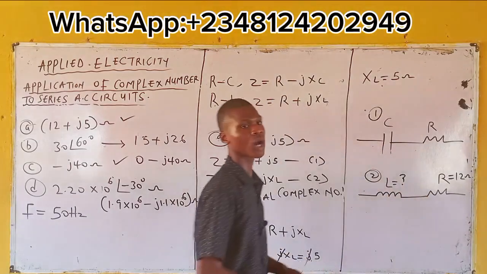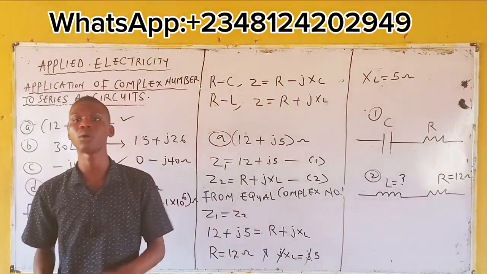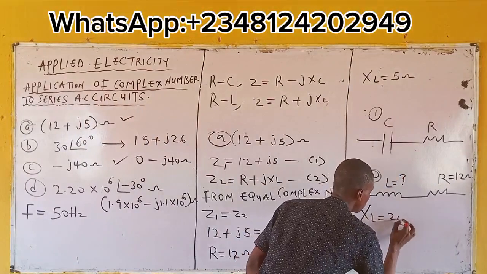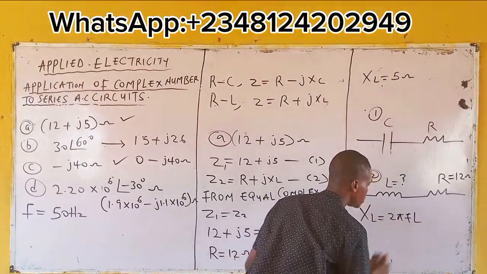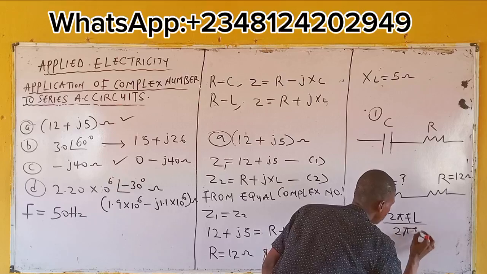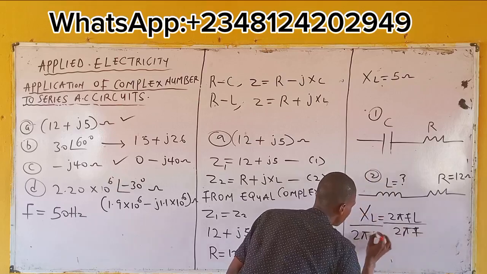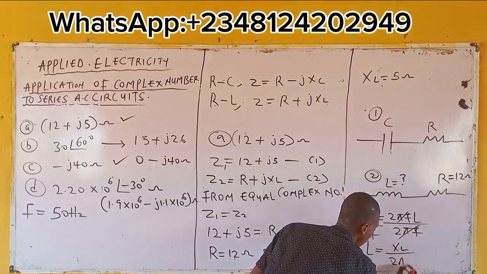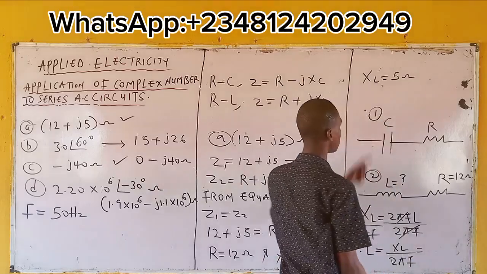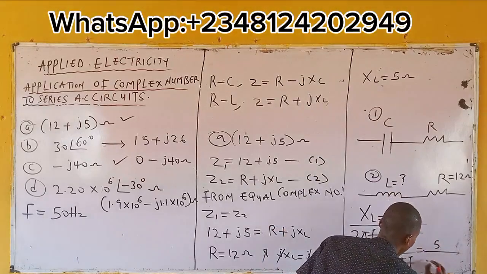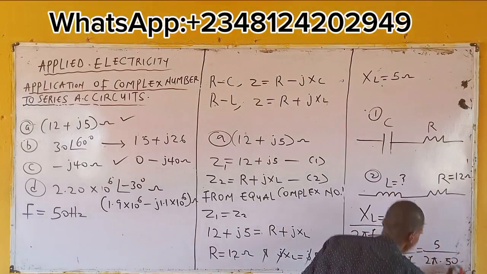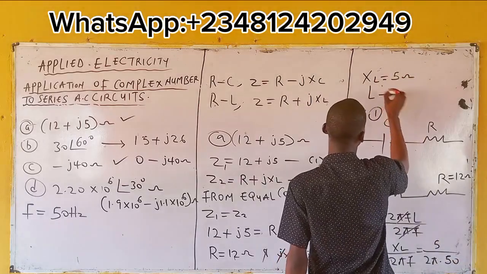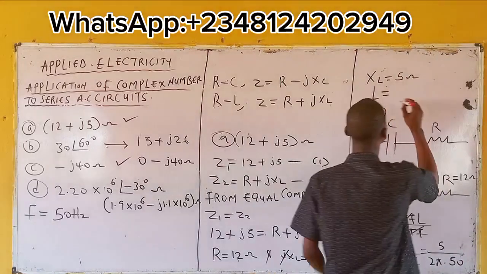To get this L, what's the formula between inductive reactance and L? By formula, XL is given as 2 pi FL. Make L the subject of the formula, meaning divide both sides by 2 pi F. Therefore, L is equal to XL over 2 pi F. Substitute: XL is 5, all divided by 2 pi times F. What's your F? 50, given from the question. Now, input this in your calculator. What's L?